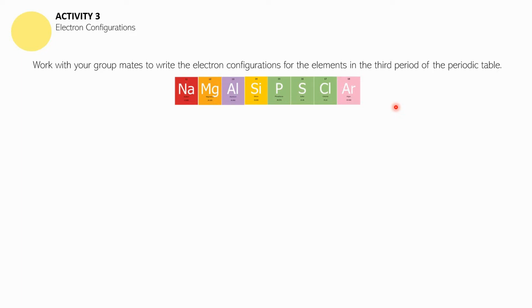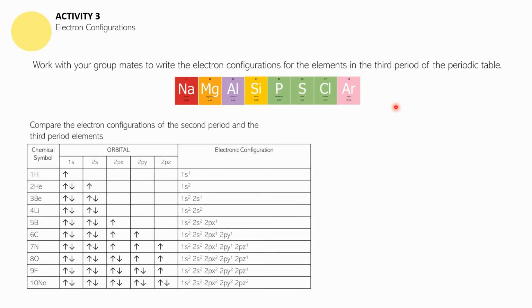If you have decided to continue, that means you're ready for the second part of the activity. For the second part of the activity, you need to compare the electron configurations of the elements in the second period and the elements in the third period. These are the elements in the second period, whereas these are the elements in the third period. So what you need to do is just compare the electron configurations for each of them. I'll give you a moment. If you need more time, you can pause this video.